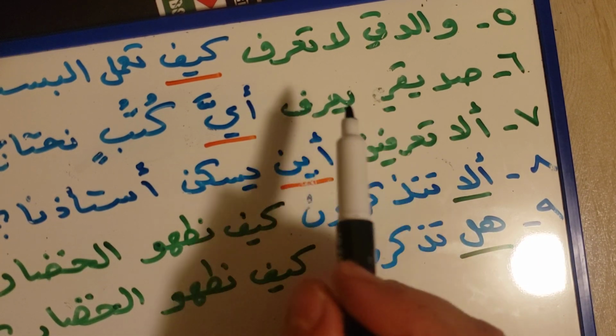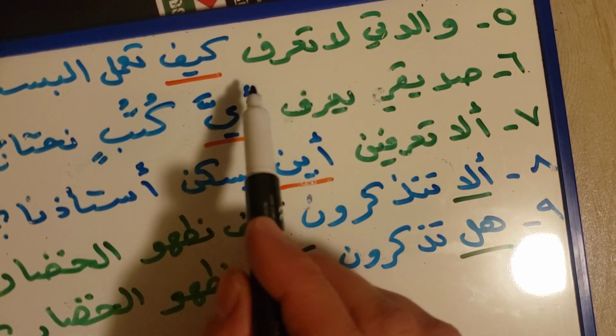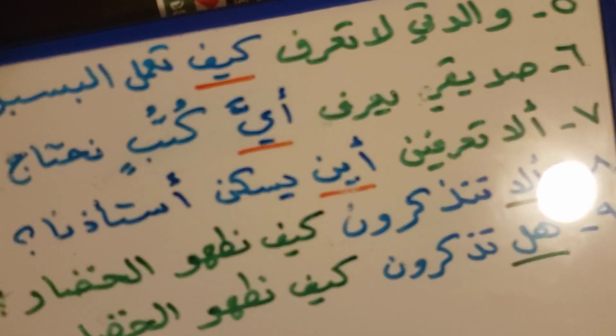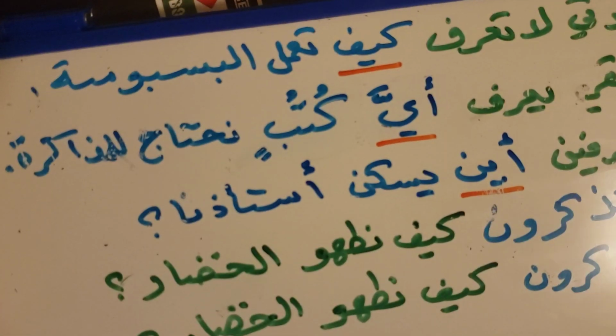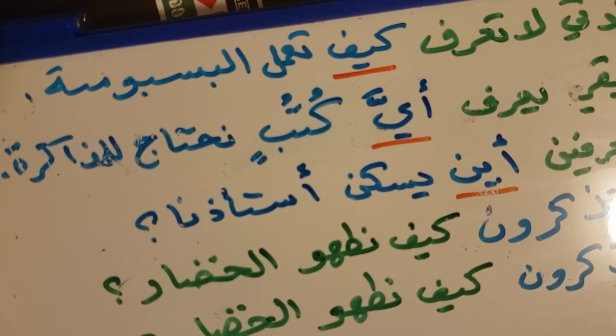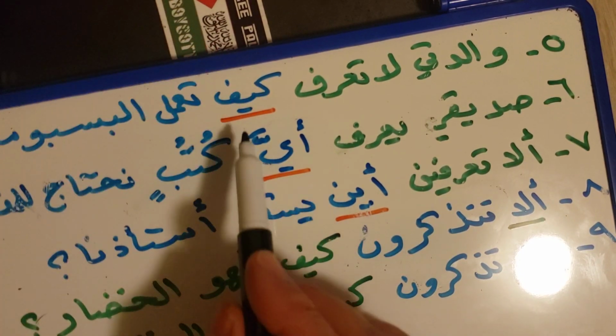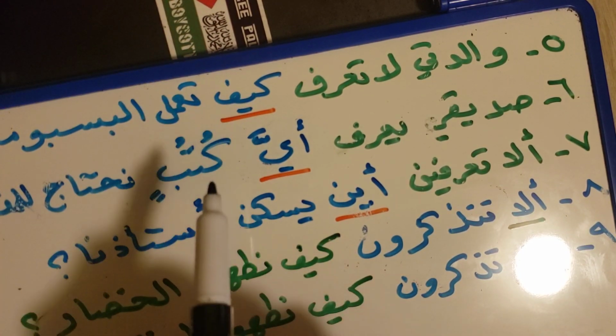Okay, والدتي لا تعرف. My mother does not know. So this is an indirect question, right? My mother does not know how to make basbousa. It's some kind of dessert. Okay, so والدتي does not know, and I wanted to choose كيف. I wanted to use كيف.